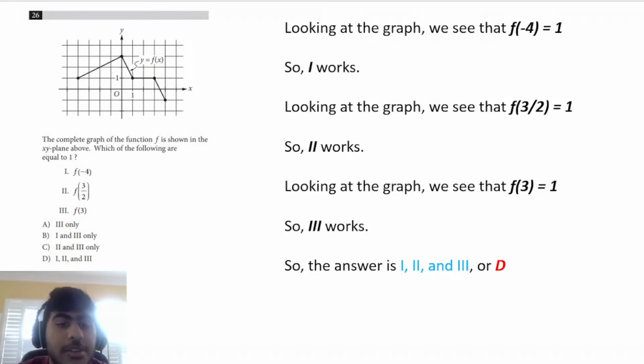So f of minus 4, which is right here, is equal to 1. f of 3/2 is right here, also equal to 1. And f of 3 is right here, also equal to 1. So all three of these are equal to 1. All three of them work. So the answer is 1, 2, and 3, which is answer choice D.